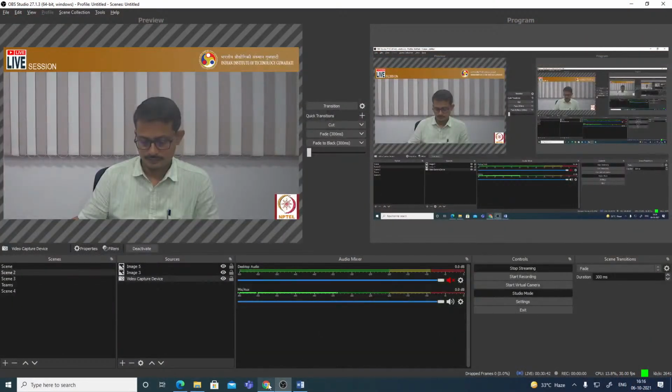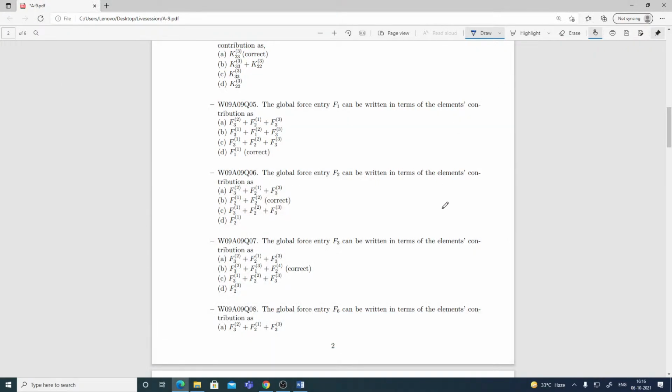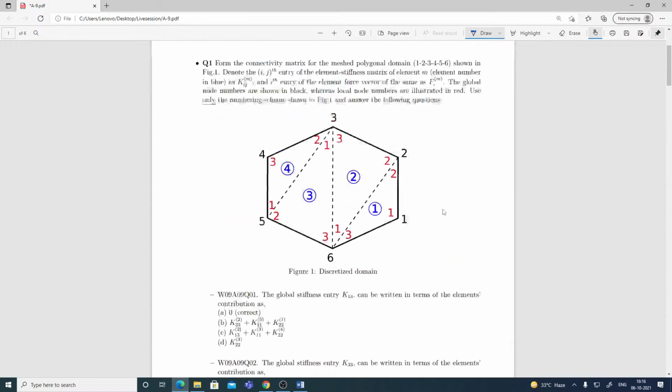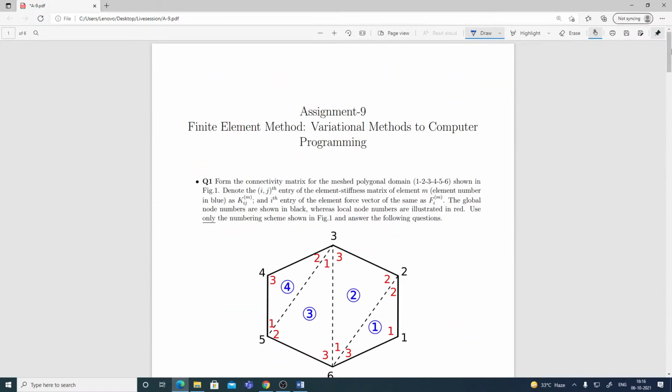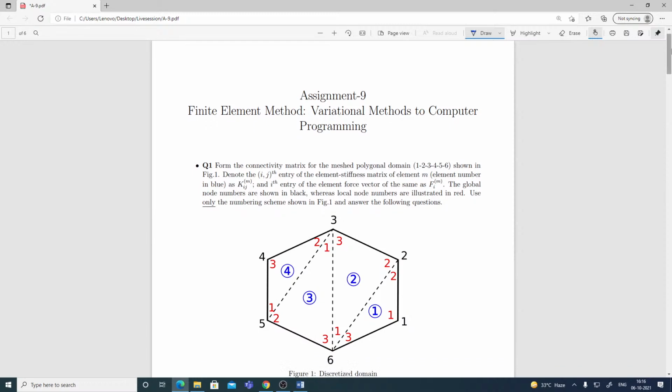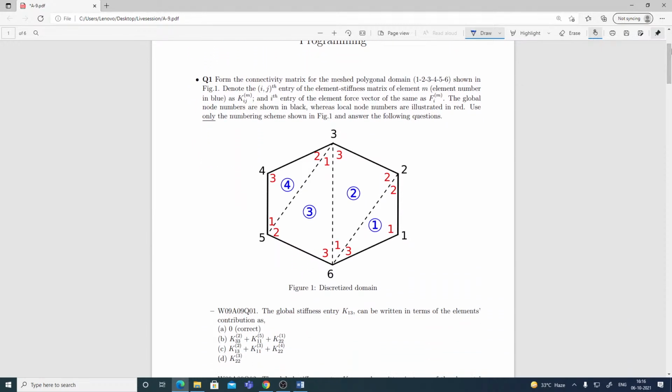Maybe you can switch to PDF. So let us go through assignment 9. The first problem, you have been given a mesh.